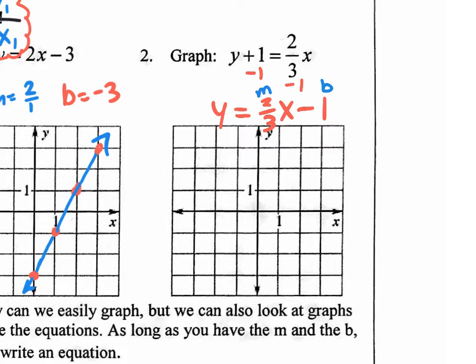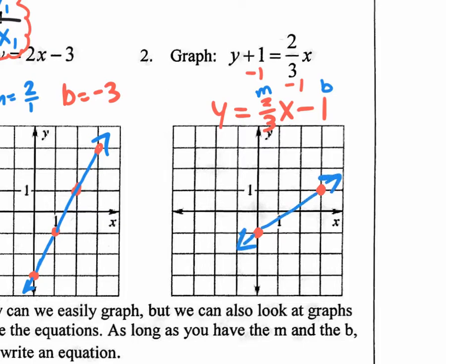So how do you start this thing? With the -1, with the b value. So let's all go to -1. Let's put a dot right there on the y-axis. Remember, it's a y-intercept, not an x-intercept. Now, from that point, how much do I rise and how much do I run? You rise 2, you run 3. So let's go rise 2, 1, 2, over 3. 1, 2, 3. Let's put a dot right there, and we are done. Connect the dots.